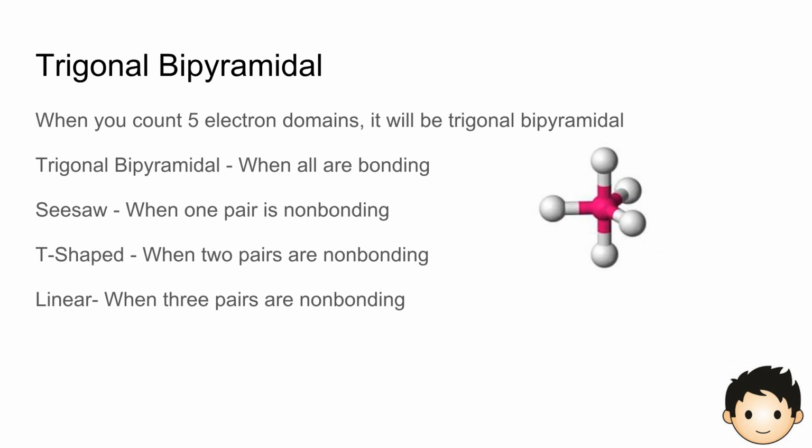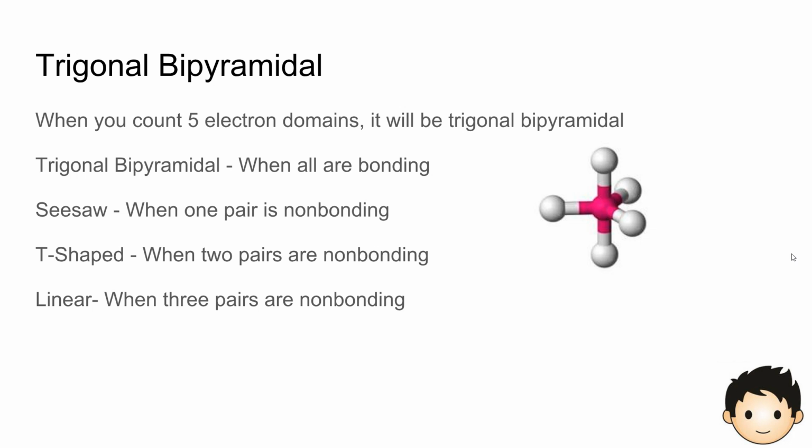For these next two slides, they only apply when there's an expanded octet. When we had a tetrahedral, there were four electron domains, so most of the time that meant there were 8 valence electrons. But for the next two slides, there's going to be more than 8 electrons. Trigonal bipyramidal is when you have 5 electron domains, which is going to be more than the 8 valence electrons that it's supposed to have.